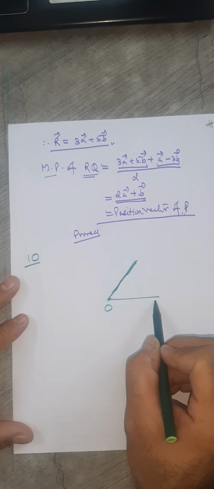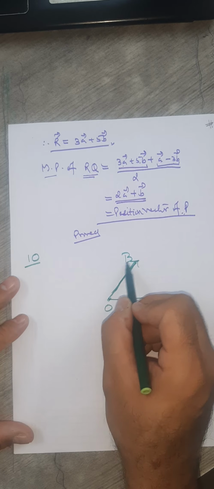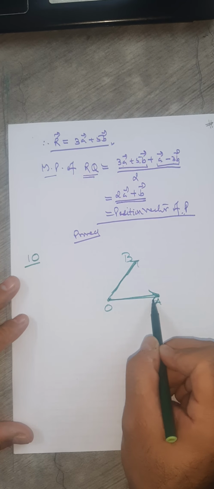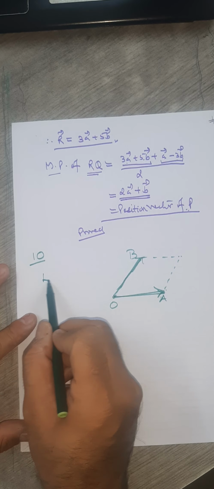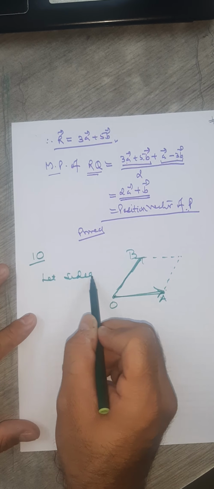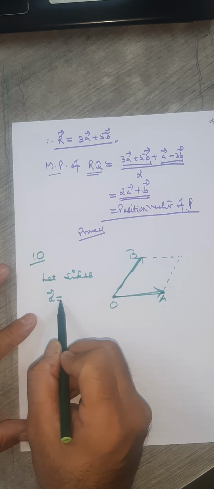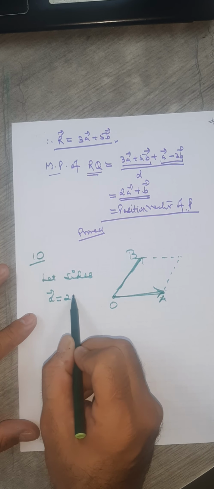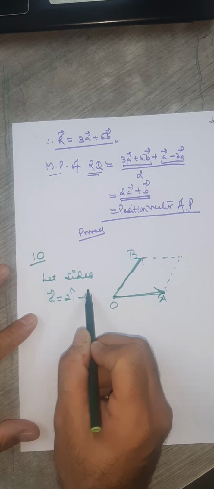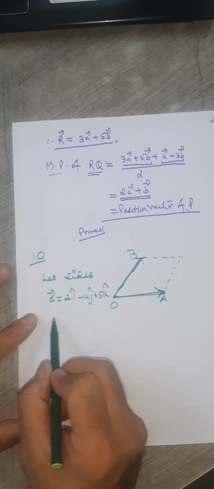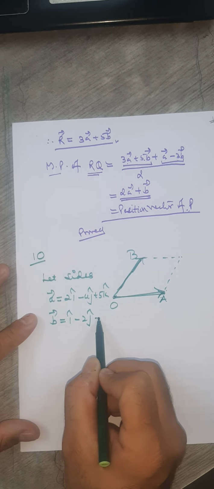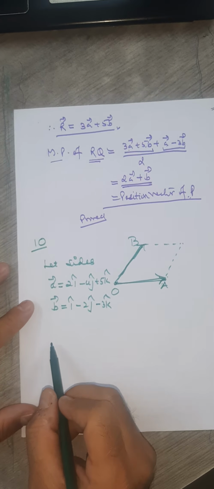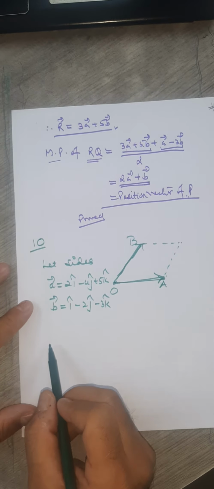Let's take OA and OB, two adjacent sides of a parallelogram. This is a parallelogram. Fine? Okay, so let the sides be vector A, which is one vector you are given, 2i minus 4j plus 5k, and vector B, which is i cap minus 2j minus 3k. What is asked? Find the unit vector parallel to its diagonal.